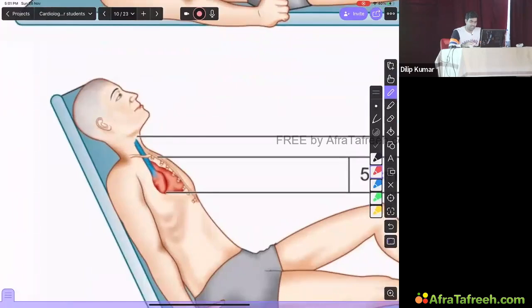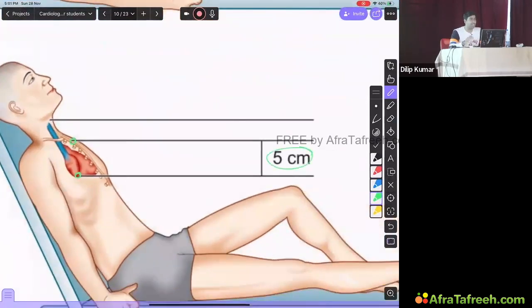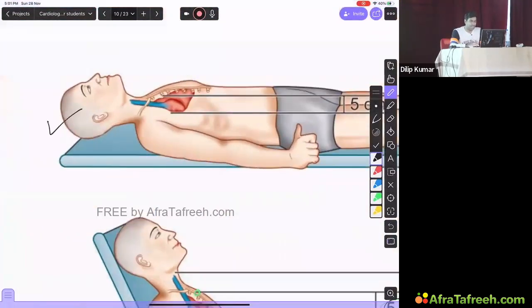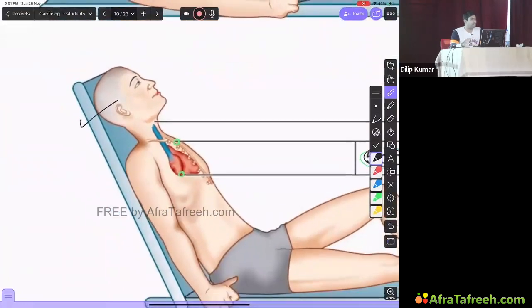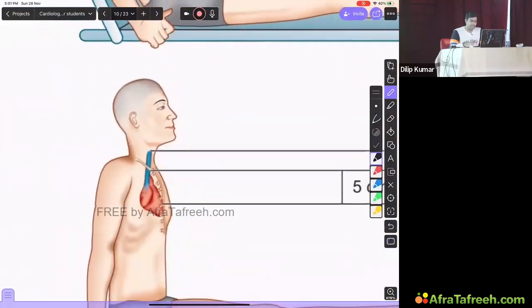The distance between the sternum and the right atrium. Here is the manubrium sterni. Here is the right atrium. And this association is fixed. It's only 5 centimeters. Whatever may be the body position, even if the patient is lying down, or in a semi-recumbent position, or even sitting straight, it doesn't matter. This distance is standard. That is why we take the sternal angle as the external reference point.